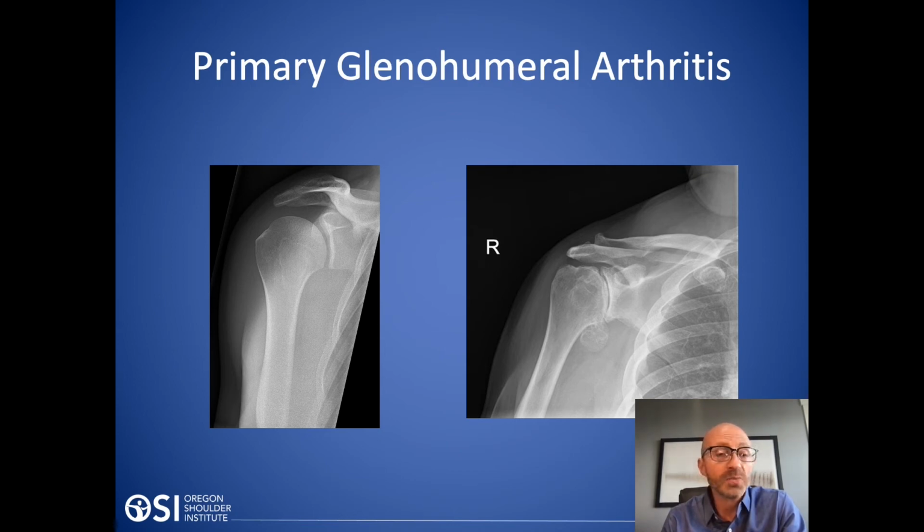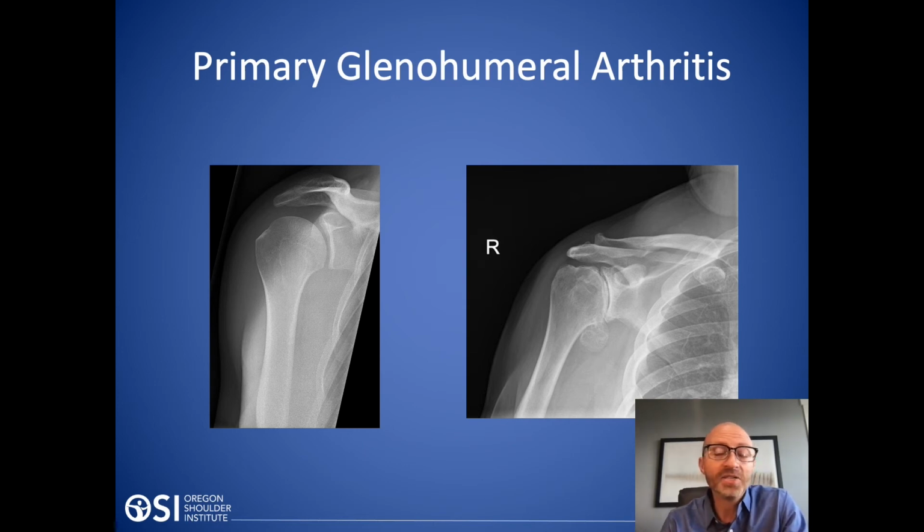There's two major reasons for which we do a shoulder replacement. The first reason is primary glenohumeral arthritis. This is arthritis that is related to age and genetics. What you see here on the left is a normal x-ray of the ball and the socket. And note there's a clear space between the ball and the socket. That's because x-ray goes through cartilage. It's not picked up in the x-ray, whereas the bone is.